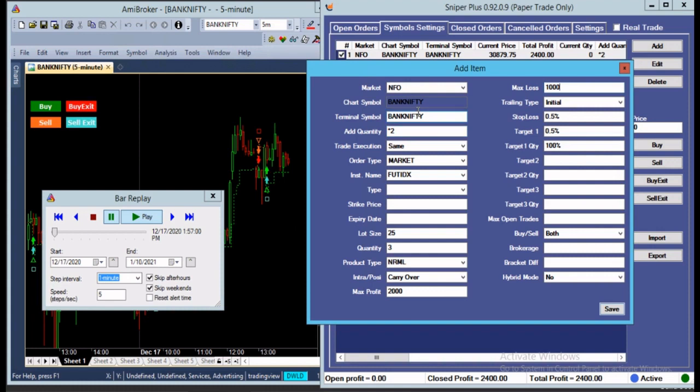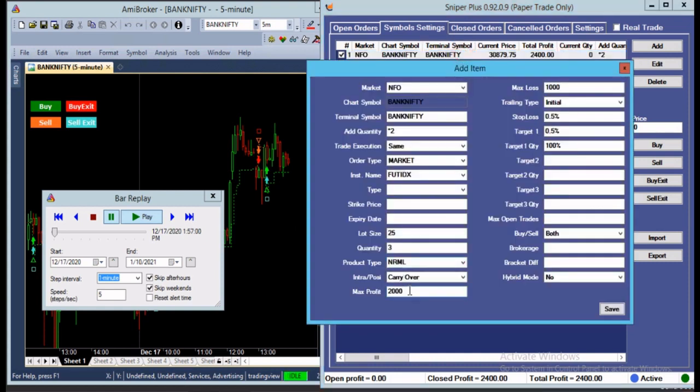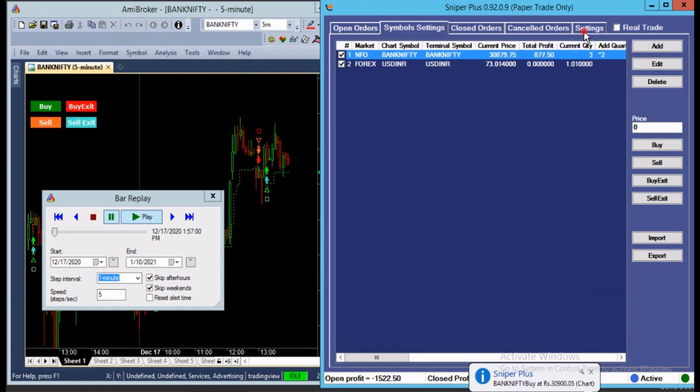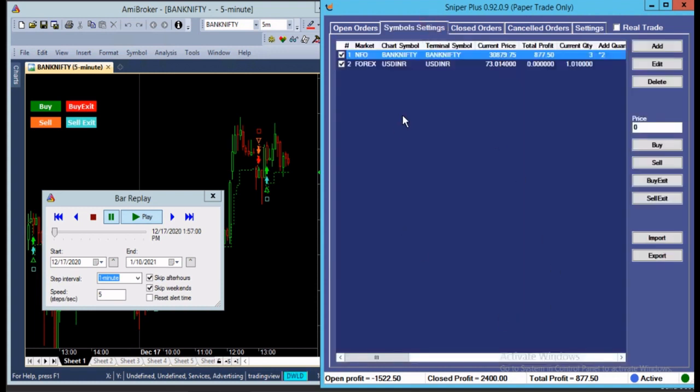Now, this is applicable only for the particular symbol. If you want to add this maximum profit and maximum loss for each symbol like Bank Nifty, USDINR and other scripts also, then in settings we have maximum profit and maximum loss, and this is applicable for all the scripts, all the symbols, like Bank Nifty, USDINR or other 10 or 15 scripts.